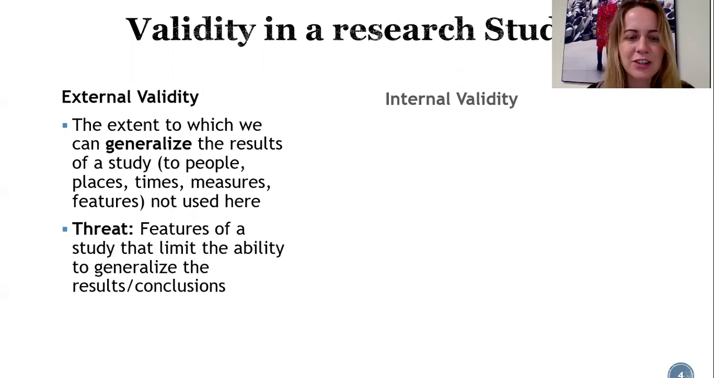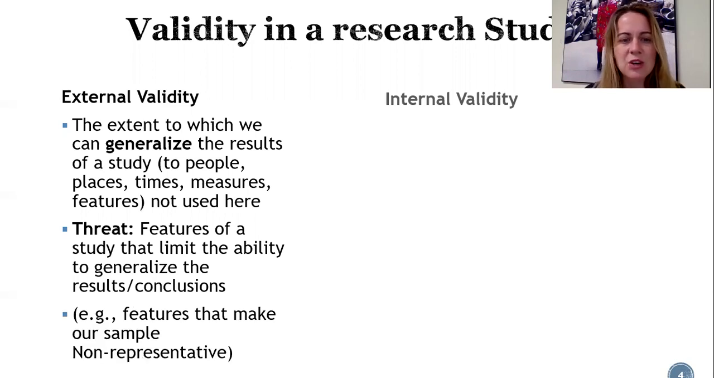A threat to external validity is any feature of a study that limits our ability to generalize the results of the conclusion. If you remember last week, we talked about how the goal of a study is to generalize the results from a small sample of participants to our larger target population. We want to recruit a sample of participants that is representative of the target population so that we can make those generalizations. So a threat to external validity is any feature of our sample that makes it non-representative.